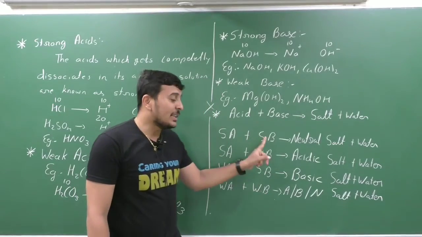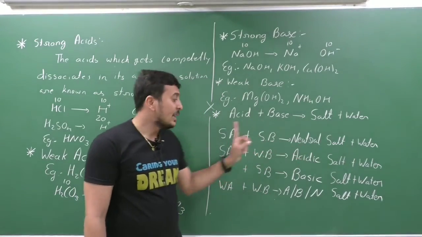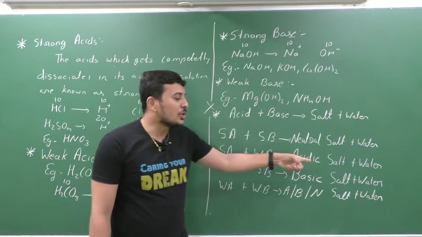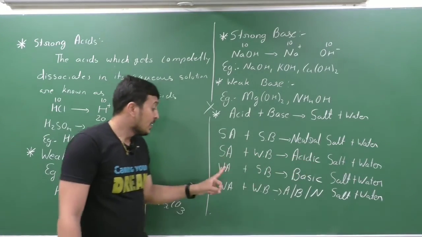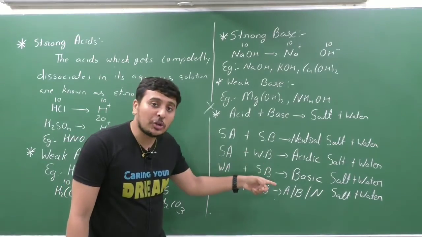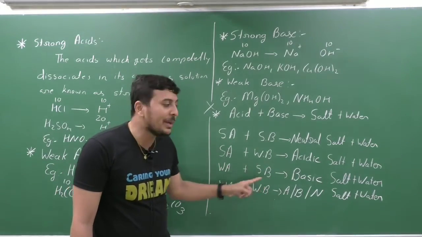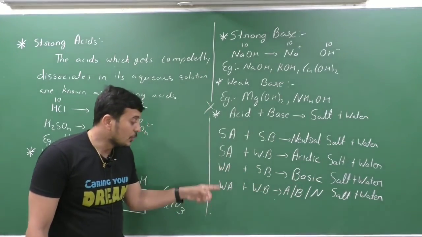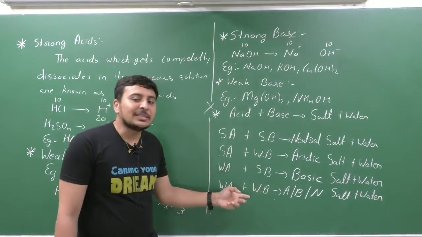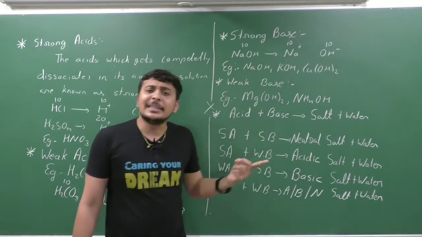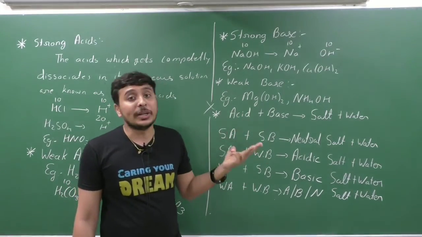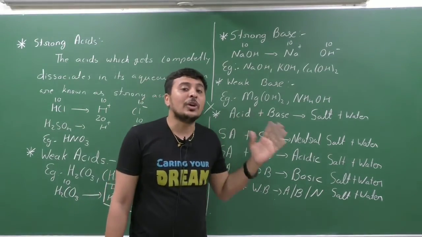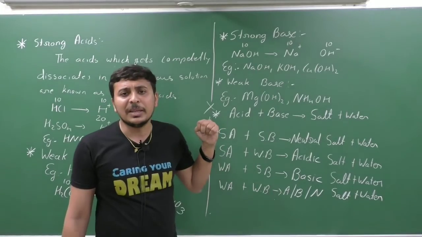But when strong acid and strong base react, they form neutral salt. When strong acid and weak base react, the acid is stronger, so the salt formed will be acidic. Now when weak acid reacts with the strong base, then base is stronger, so the salt formed will be basic salt. Now when weak acid reacts with the weak base, the salt formed can be either acidic, basic, or neutral. Any one from the three can be there.